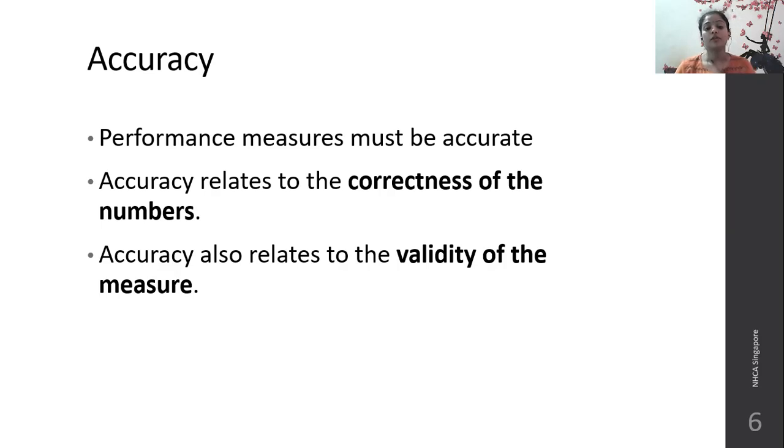Accuracy also relates to the validity of the measure. Is your tool able to measure what it is supposed to measure? That is the meaning of validity. For example, a thermometer is supposed to measure the temperature of the body. You don't expect a thermometer to check the weight of a person. If it is not working properly, it will not measure the temperature properly. So it is not valid. So that is accuracy.